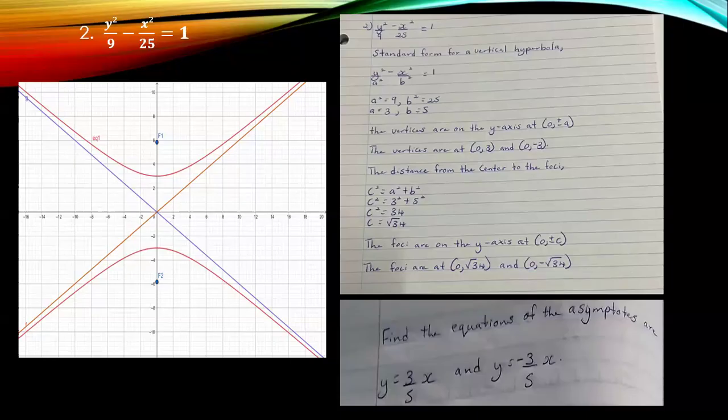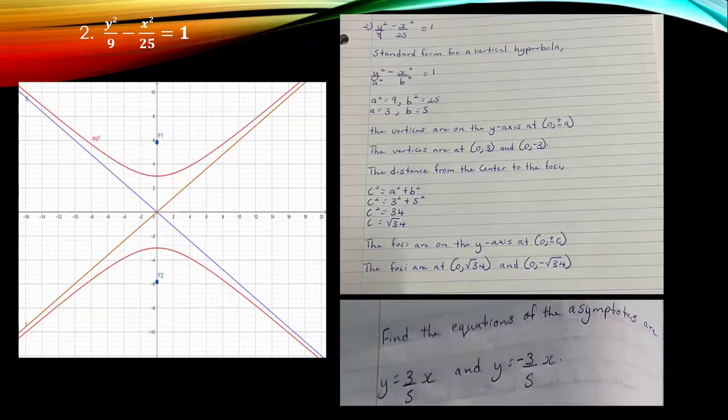Before we find our asymptotes, we can go and locate the foci. So this is the positive focus here, and you can simply punch root 34 into your calculator and you will get an approximate value, which is 5.8. So that would be approximately right here at that point, and our negative value is going to be negative 5.8, right there. This is our focus and this is our focus. Now we're going to find the equation of the asymptotes.